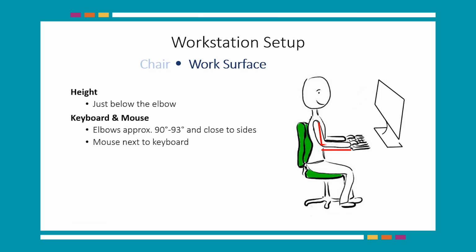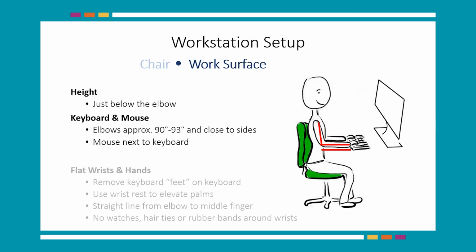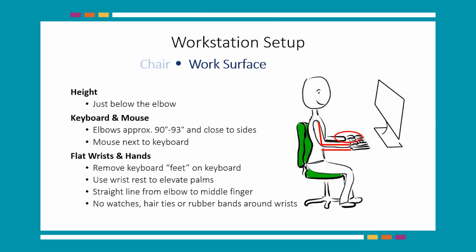The keyboard and mouse should be at the same level as your wrists, and your elbows should be approximately 90 to 93 degrees. Elbows should be close to your sides, with the keyboard directly in front of you. The mouse should be next to the keyboard to avoid reaching. With your hands on the keyboard, your wrists should be flat.